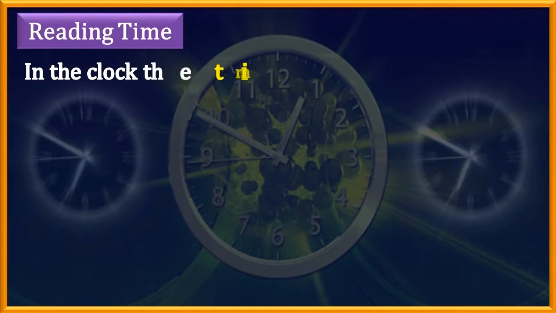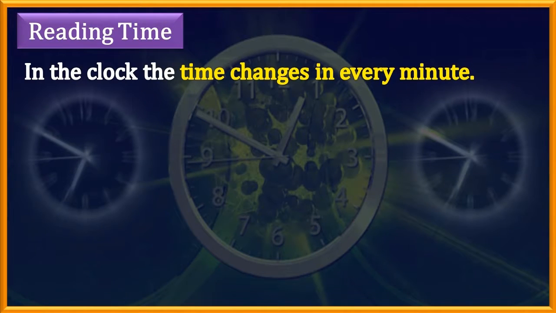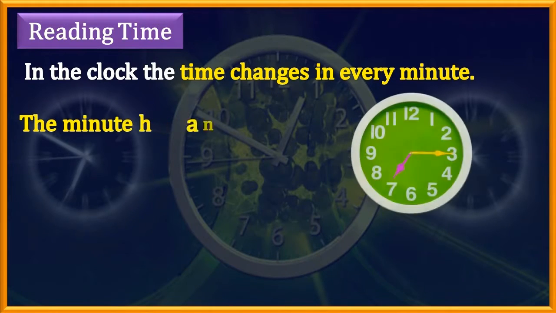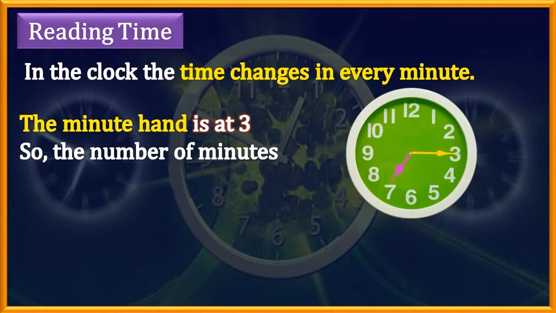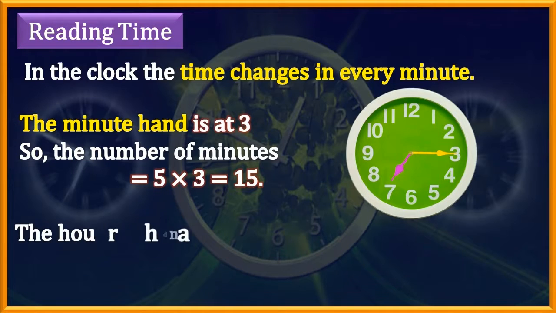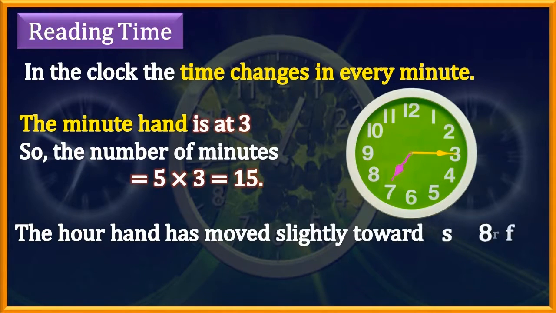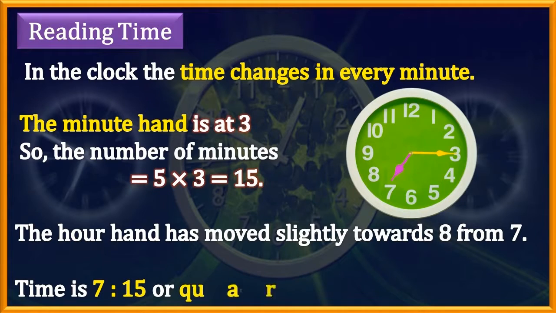Reading time. In the clock, the time changes in every minute, so let us learn to read the time. In this clock, the minute hand is at 3, so the number of minutes is equal to 5 into 3, which is equal to 15, while the hour hand has moved slightly towards 8 from 7. Thus, the time is 7:15 or quarter past 7.